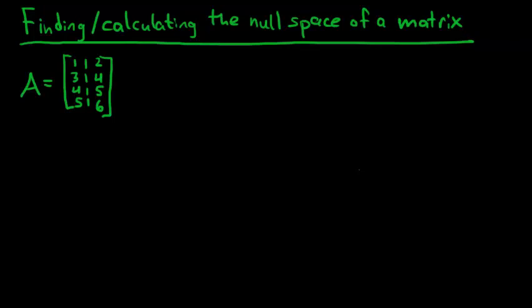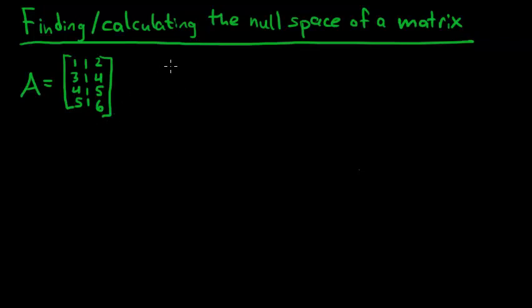Alright, in this video we are going to find or calculate the null space of a matrix. We're going to be doing this in the next couple of videos, and we've done this before for a 2x3 matrix, so let's do it now for another rectangular matrix. This time the matrix is 4x3. So how do we find the null space?